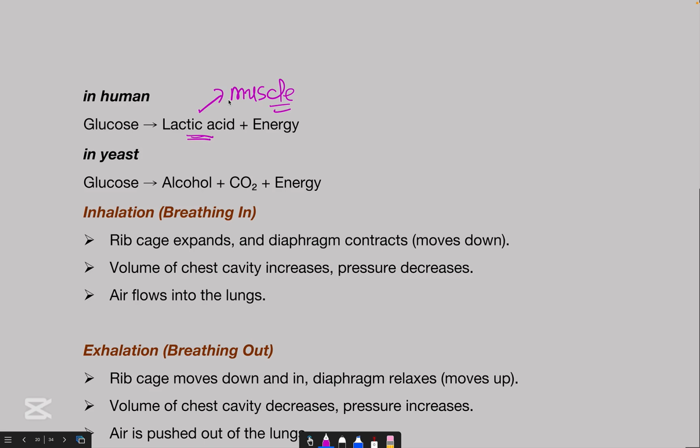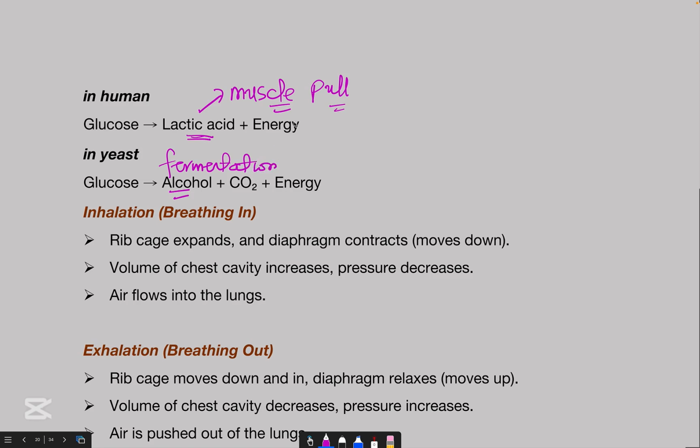Then in yeast, glucose is converted to alcohol plus carbon dioxide and energy. Exactly. In yeast, glucose is converted to alcohol plus carbon dioxide and energy. Alcohol, and this is what we call fermentation of yeast. It uses anaerobic mechanism.